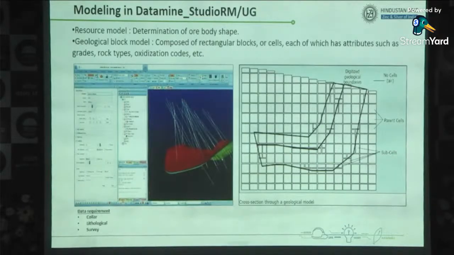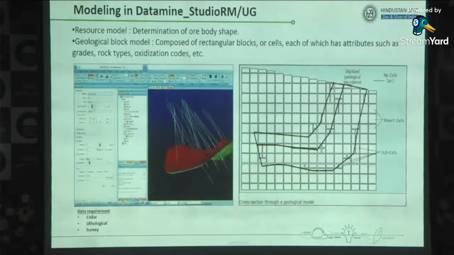So a brief introduction about surface and underground exploration. For surface and underground exploration, we are using Datamine software, Datamine UG and Datamine RM also. There are two types of model. First is the resource model, and second is the geological block model. The resource model is whatever I am getting from surface exploration. That is our resource model, which is used for long term plan. And the geological block model is whatever confidence I am getting from our underground exploration.